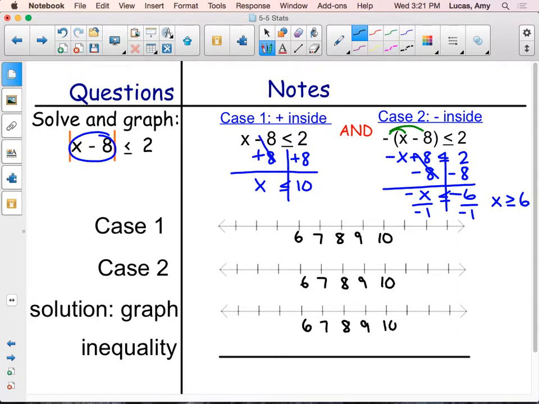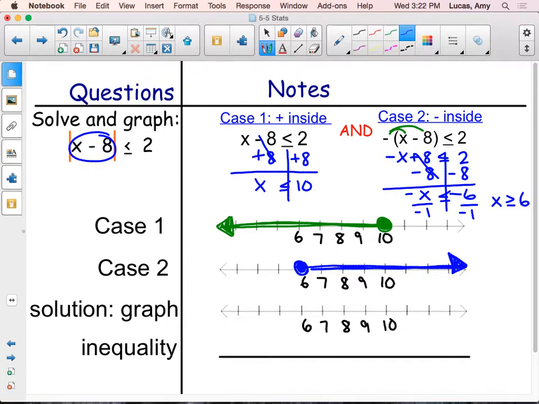By solving it this way, it's very similar to our last section. So it may be a good idea to solve it this way instead of the way that I just explained on the previous slide. So less than or equal to 10 is a closed circle going to the left. Then I've got greater than or equal to 6. So that would be a closed circle going to the right.